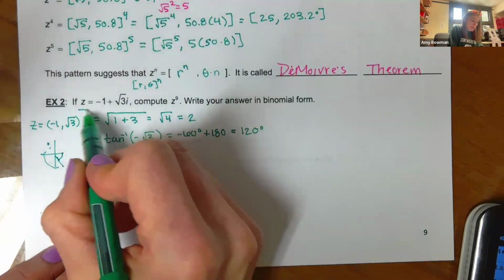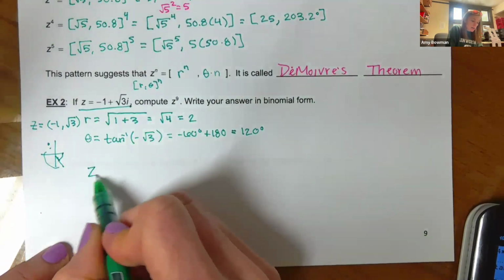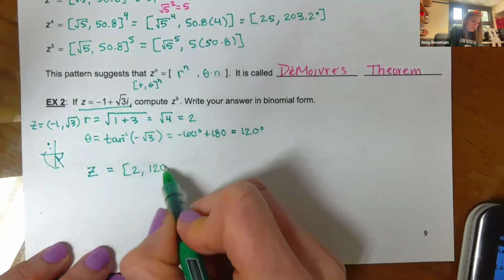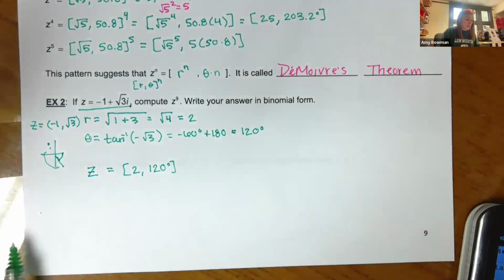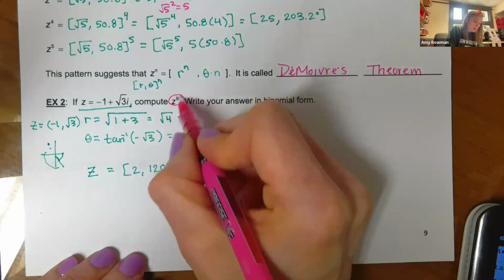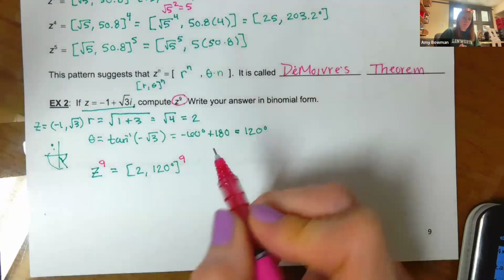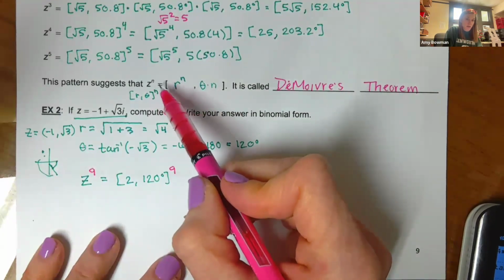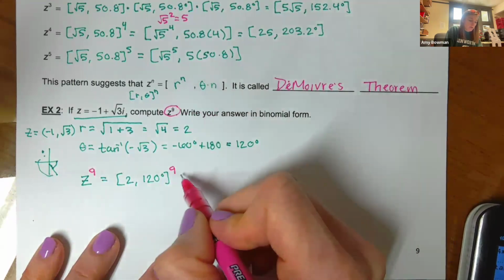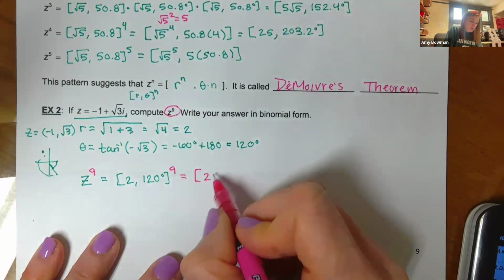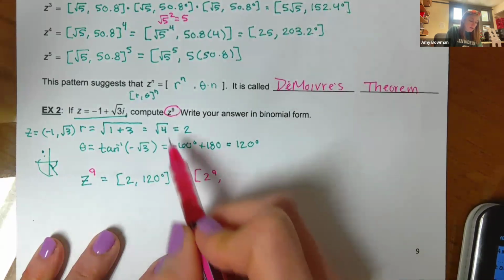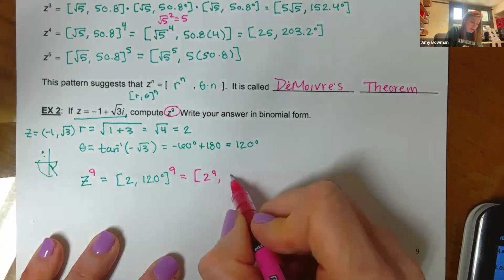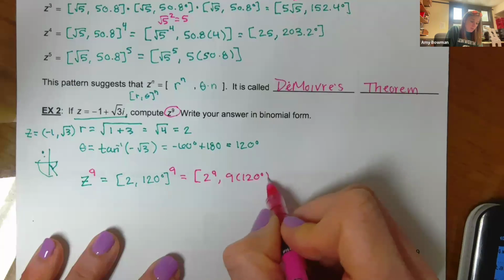Okay, so we had z given to us in binomial. I'm going to rewrite it now. We have z equals 2, 120 degrees. Now, if we want to find z to the 9th, I want the 9th power of this. Applying de Moivre's theorem, z to the n, we just raise r to the nth power. So z to the 9th is just going to be 2 to the 9th. That's going to give us our r value. Theta is going to be n, or 9 times theta. So it's just 9 times 120.